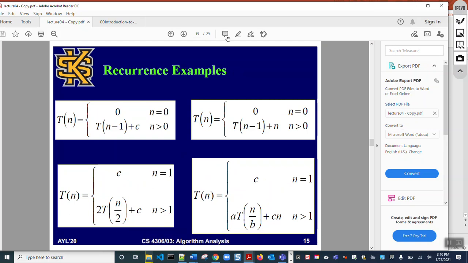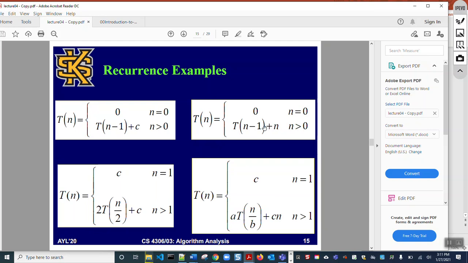Here are some examples of recurrence functions. If n equals 0, then its running time is 0, and if n equals 1, the running time is constant. Otherwise, there is a function for the second part. In this part, we are reducing the length size by 1.